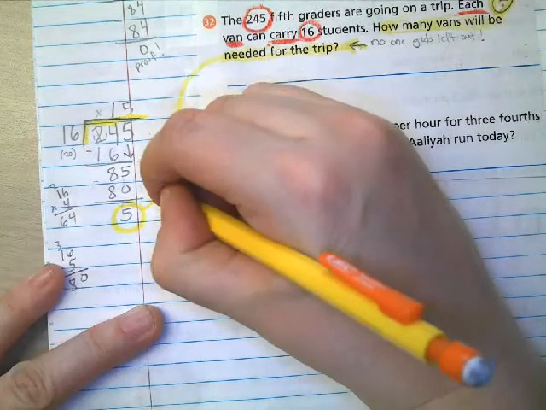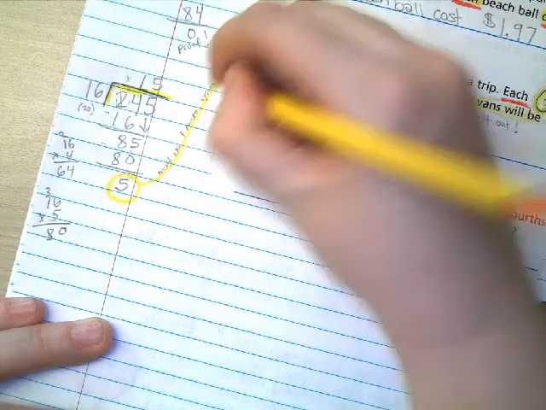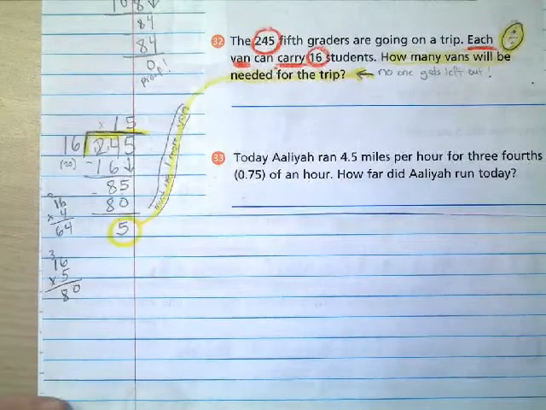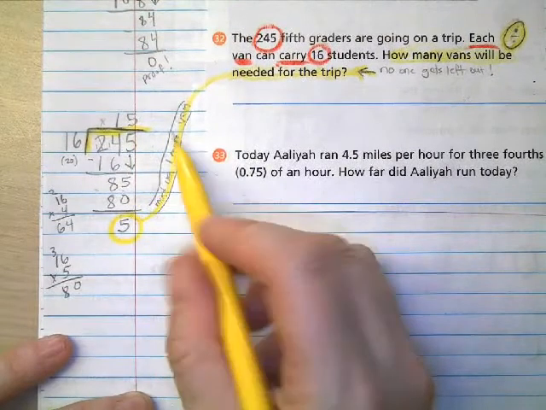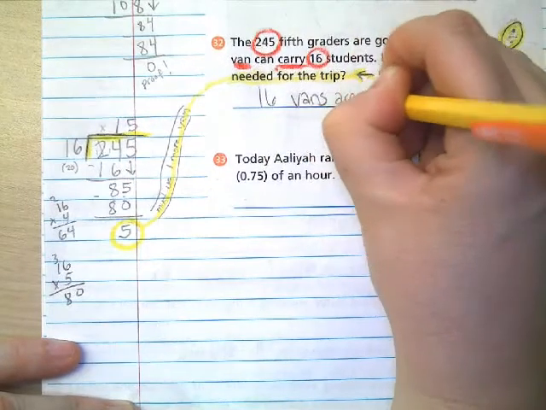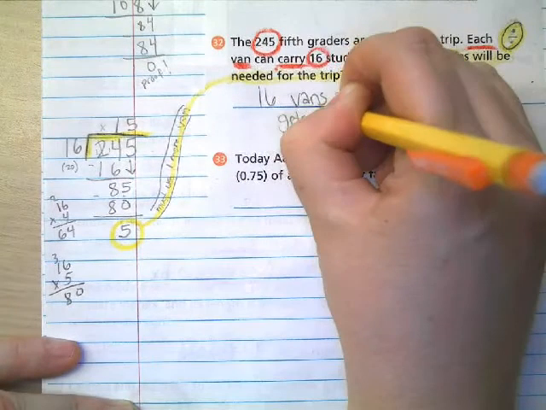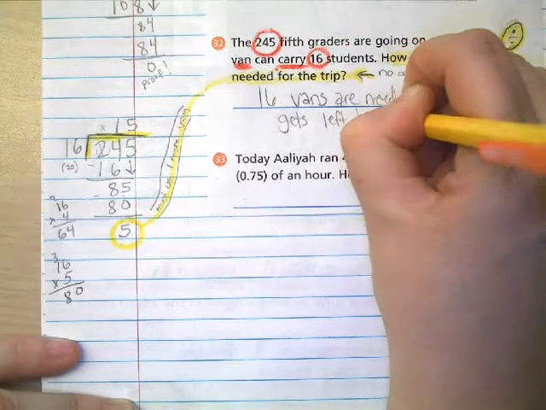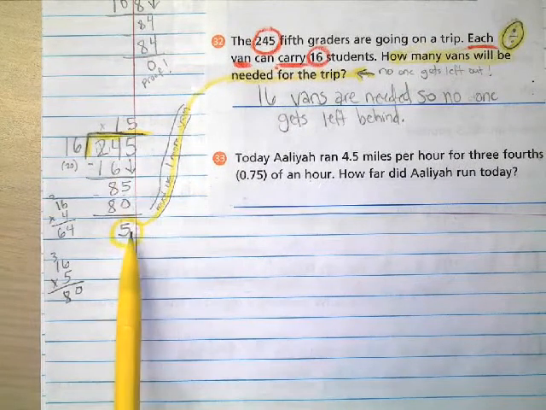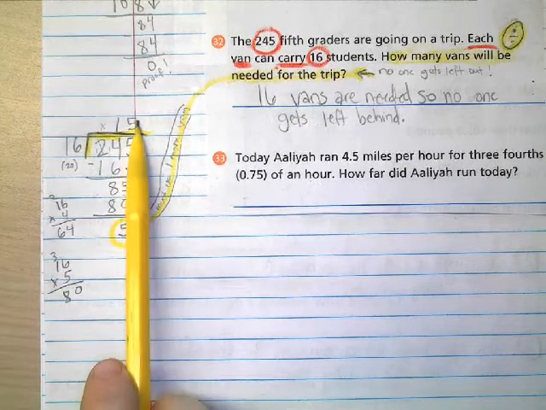So what do you do in this situation? I'll show you. Connect it here, all the way to this arrow. No one gets left out. So we're going to write on this yellow line, you must use one more van. So you can't just do 15, you have to do 16 vans. So no one gets left behind.